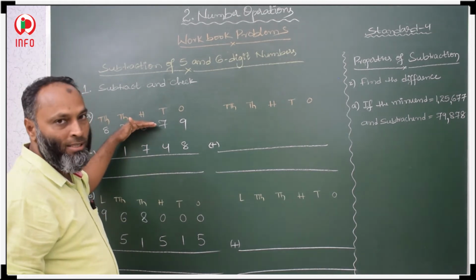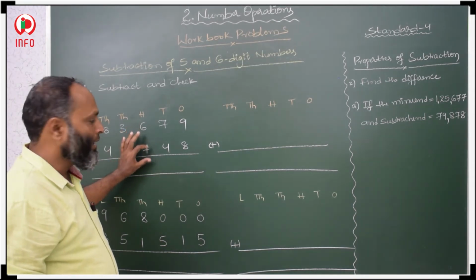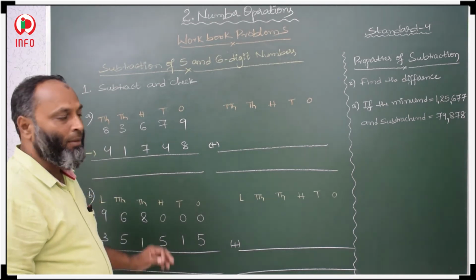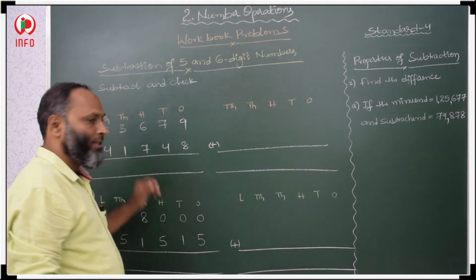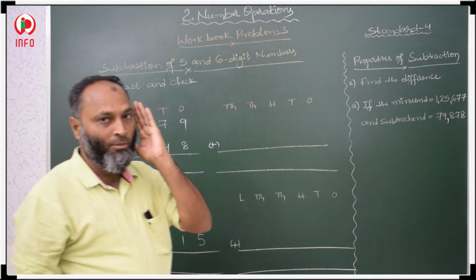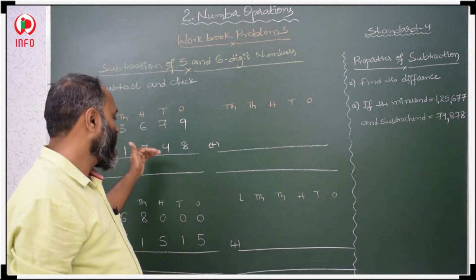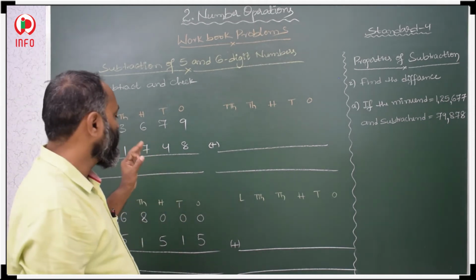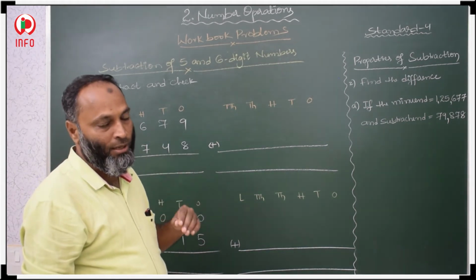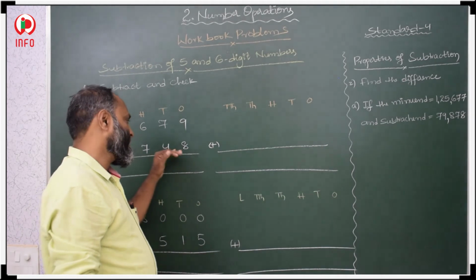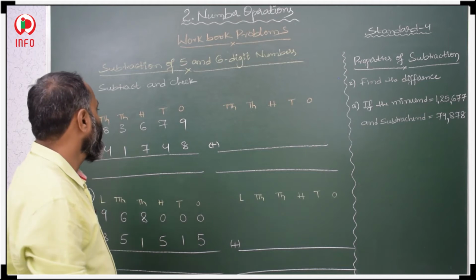Minuend is always bigger than these two: the subtrahend and the difference. Minuend is always bigger than the subtrahend as well as the difference. You have to keep these things in your brain. What is the minuend, what is the subtrahend, and what is the difference? And the property also you should remember: the minuend, the first number, is always bigger than the subtrahend as well as the difference, meaning the answer.